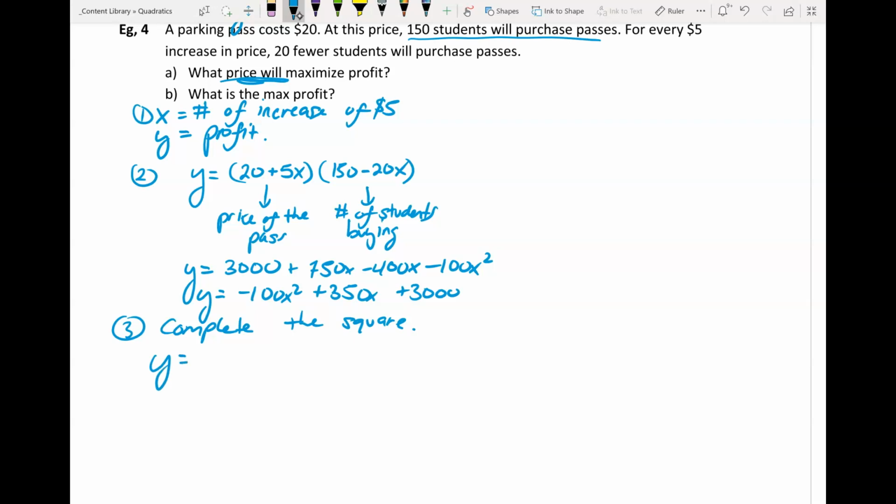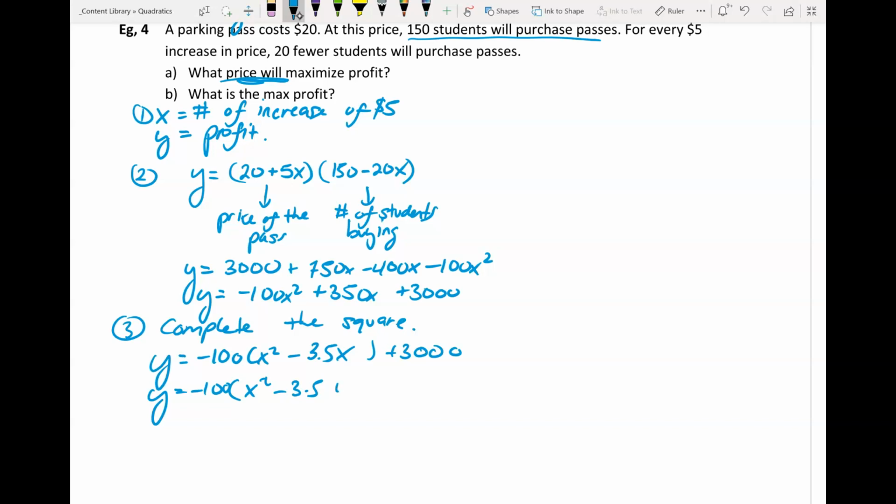So I'm going to factor out the negative 100 in the first 2 terms. What I'm going to be left with is negative 3.5. You would just take this negative 100 and divide it into the 350. I'm going to leave the 3,000 alone on the outside. Okay. Then I'm going to take this 3.5, divide it by 2 and square it. You may use your calculator to help you out with this.